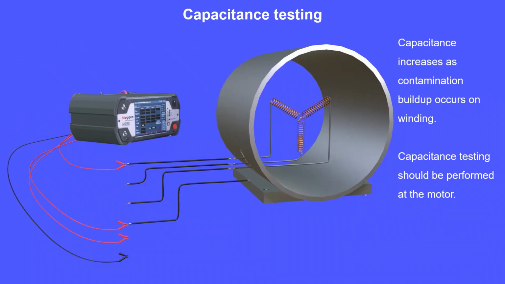Capacitance of the winding to ground increases as contamination buildup occurs on the winding. Capacitance can be trended over time to determine whether the windings are becoming heavily contaminated.